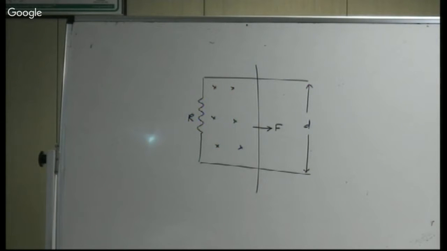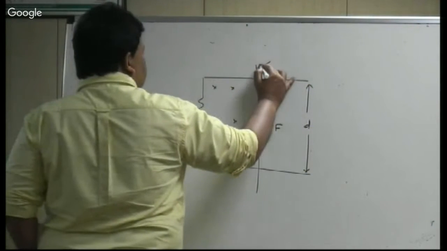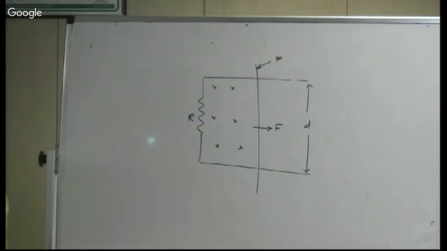The mass of this rod is small m, and we are applying a constant force F on this rod. It's not constant, it's variable. A variable force F is applied on the rod such that a constant current flows through the resistor. So we have to find the velocity of the rod as a function of F.